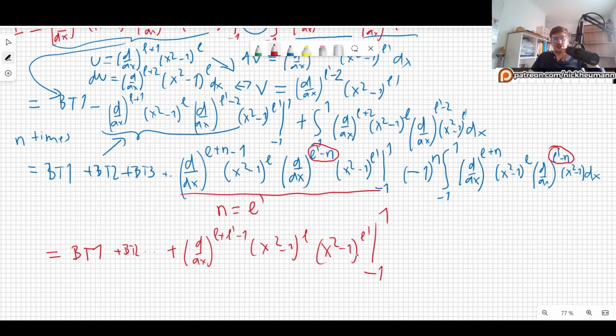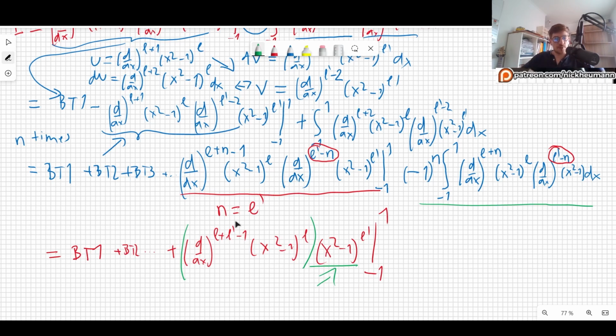Okay? And notice quickly what this is. Before we write this down, let's just take a moment to think about what these boundary terms are. Because in the last one, it is quite evident. We are taking the derivative of this, and then we still have this thing remaining. So this is always going to be 0, because you evaluate at 1, it is 0. You evaluate at minus 1, it is 0.